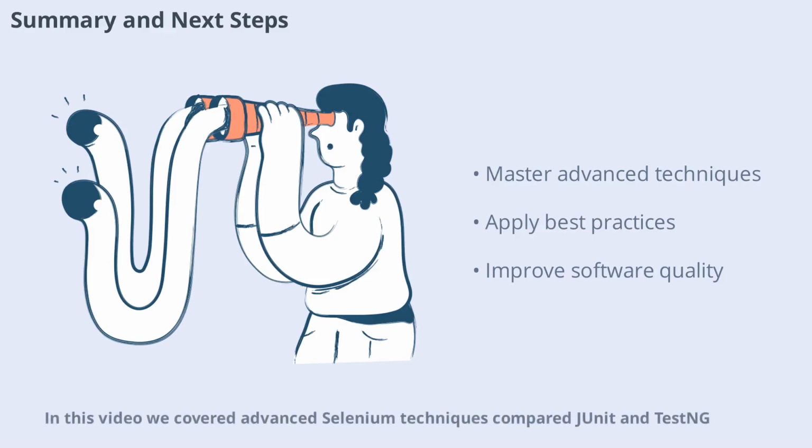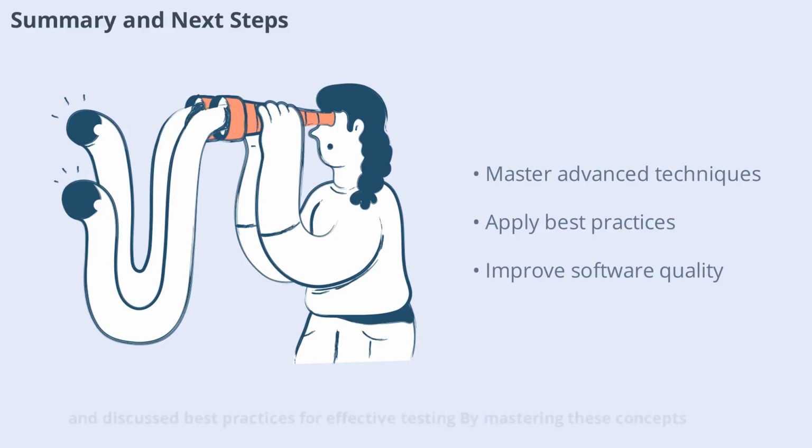In this video, we covered advanced Selenium techniques, compared JUnit and TestNG, explored different automation frameworks, and discussed best practices for effective testing. By mastering these concepts, you can build robust, maintainable, and efficient test automation solutions. Continue exploring the resources provided and apply these strategies to your projects for improved software quality and faster delivery.